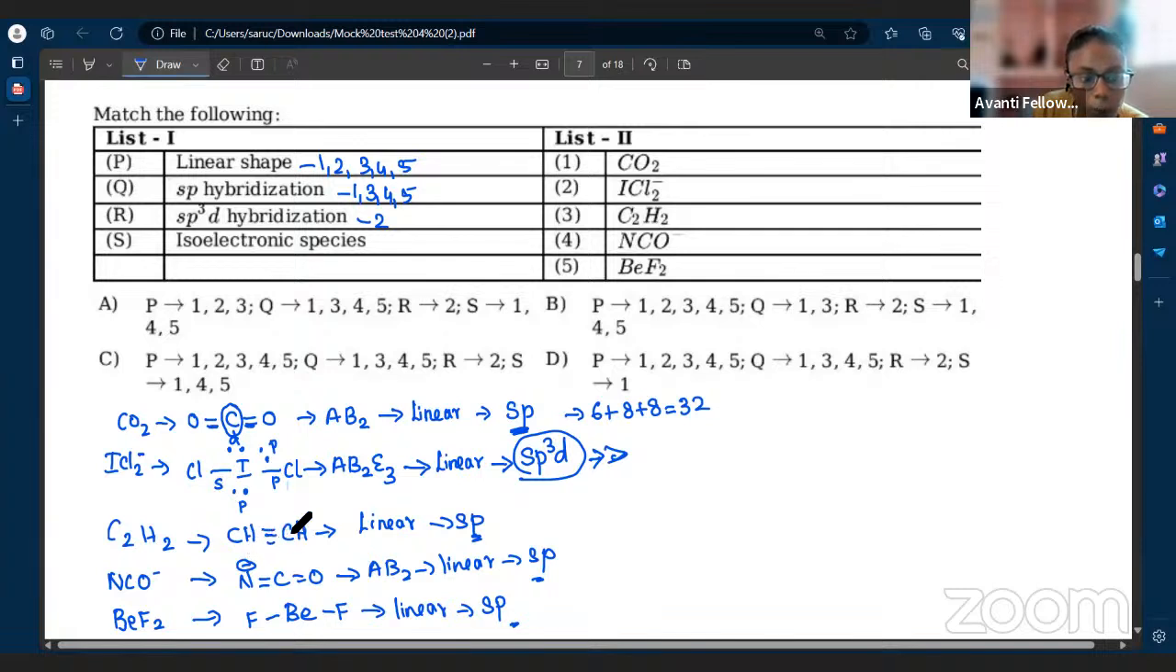When you take CH triple bond CH: 6, 6, 1, 1 is 14, or 10 only, so it will not be. When I take NCO minus, it is 6, 8, 7, plus 1 for the negative charge, so you have to add 1. If there is a positive charge, you have to subtract. So that's 22. Next is BeF2. What would be the number of electrons? So 9.